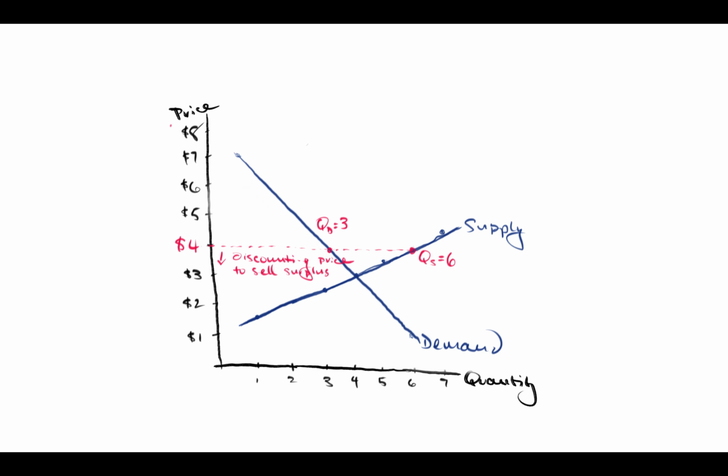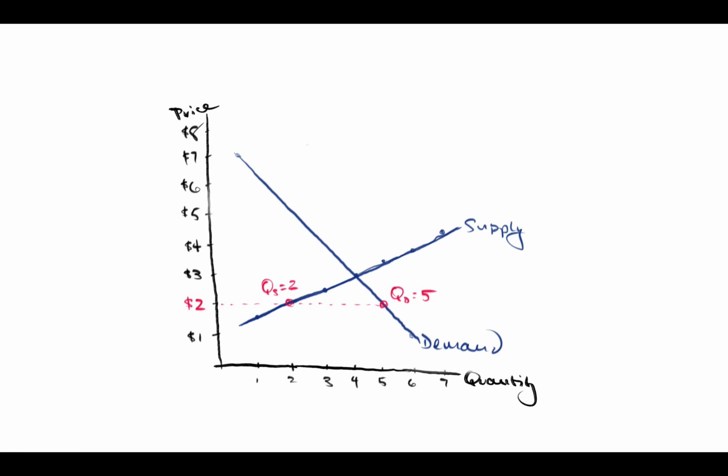Let me try another situation that's also non-equilibrium. Suppose the price in the market were $2. Everyone was told that pizza sells for $2 a slice. Okay. The supply curve tells us the quantity that would be supplied at a price of $2, and that's 2 slices. The demand curve tells us the quantity that would be demanded at $2, and that would be 5 slices.